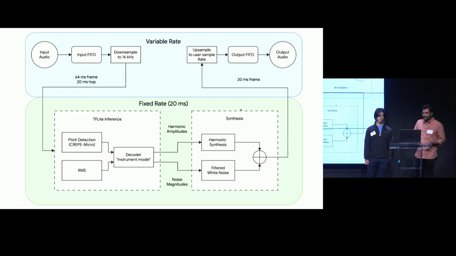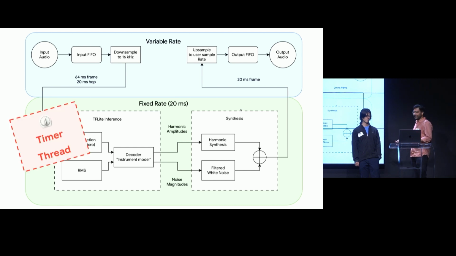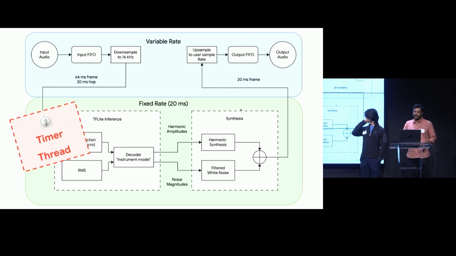In a typical DSP use case, the amount of computational load scales with the user block size. However, for us, the computational load is fixed for 64 milliseconds worth of audio data. So we decoupled the ML inference from the audio callback, and we achieved this by running inference on a separate thread at an interval of 20 milliseconds. This also resulted in consistent behavior across OSs for a given combination of block size and sample rate.